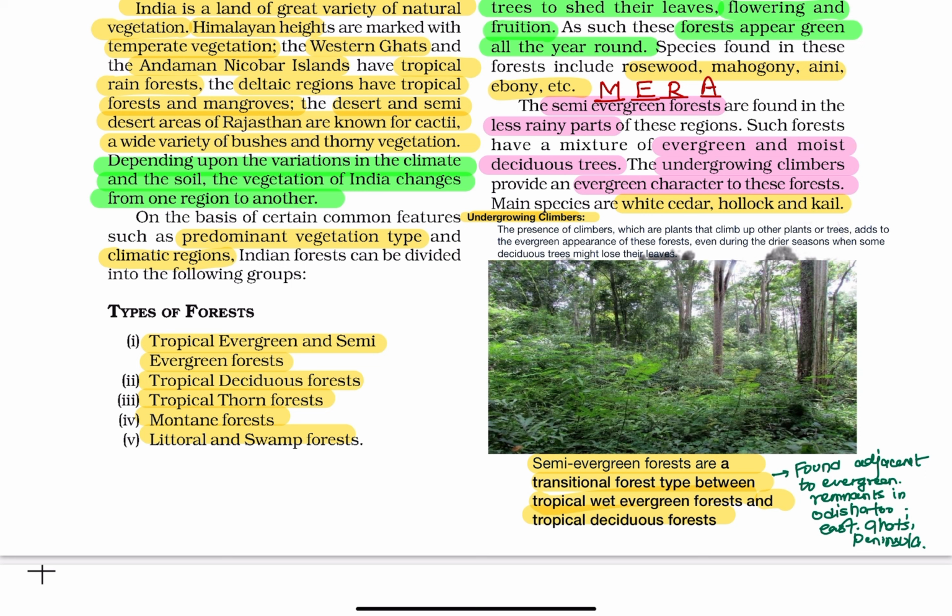What are the main species here? It's easy to remember: white cedar, hollock, and kale. Okay, white cedar, hollock, kale. If you write it a number of times, you'll remember it. White cedar, hollock, and kale.